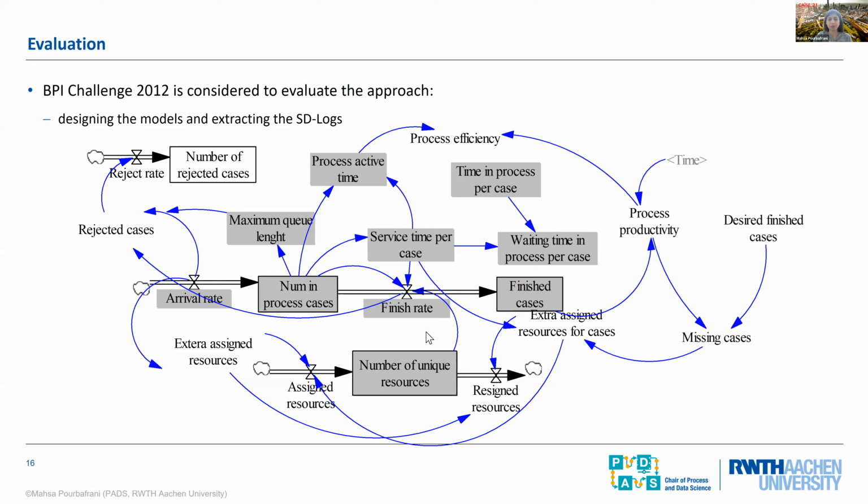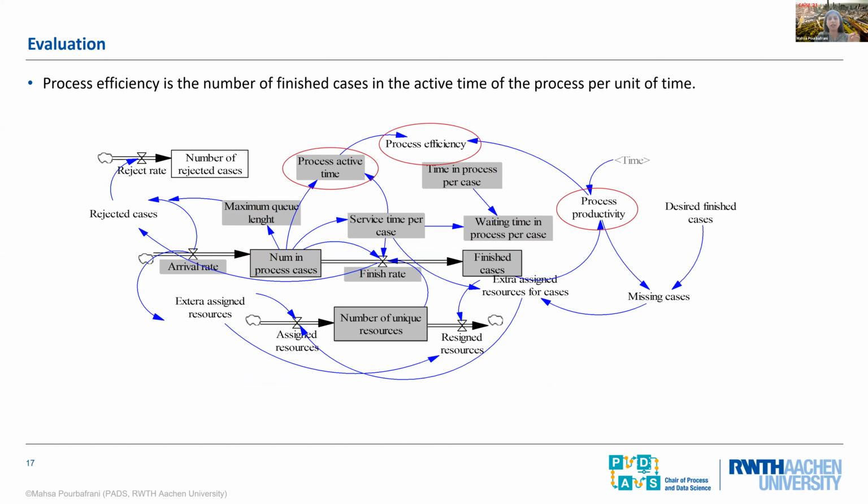If you take a look at this simple evaluation or model that is created based on the SD logs or these coarse-grained logs, we can see, for example, the process efficiency, which is very important for us per day. The variables affecting that are the process active time as well as process productivity, which comes from the desired finish rate. So you as a process manager say that I would like to have 100 cases finished per day. So we have the finish rate, a finished case here, and this is the desired case.